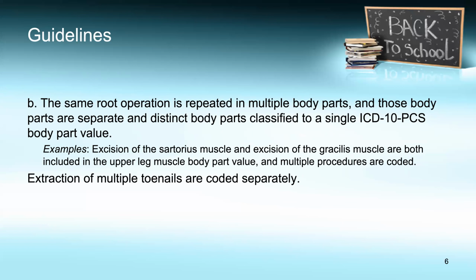So that one is not quite as clear as the other one, where we know we have two distinct body part values. In this case, the value is the same, but these are two different muscles. So even though both of those muscles end up being coded to the same body part value, because they truly are two different muscles, you're going to code them separately. And they give another example, extraction of multiple toenails are coded separately.